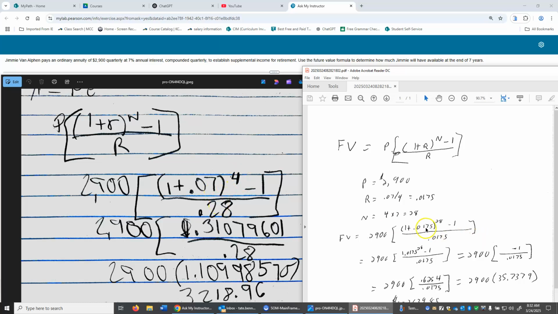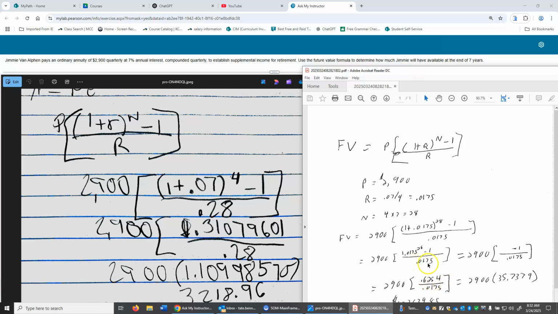R should be 0.0175 and N is 28. So I substitute those in there. You add 1 to that, and then you want to raise that to the 28th power. Oops, I didn't show that. Then you subtract 1 and you get 0.6254.